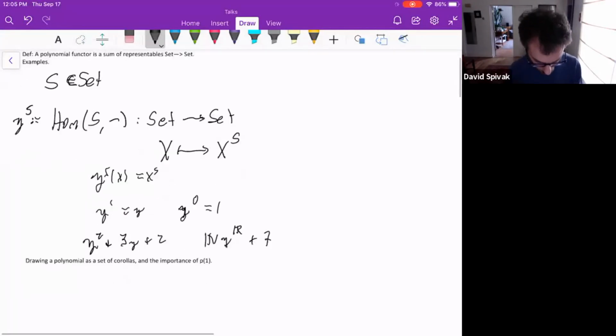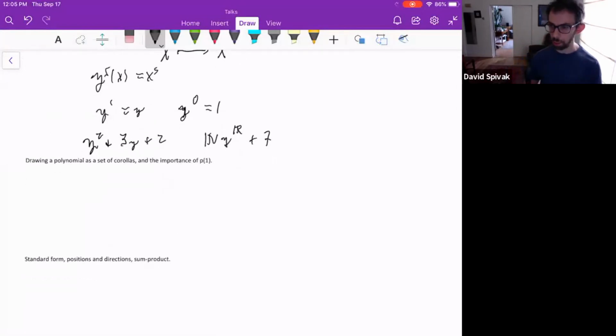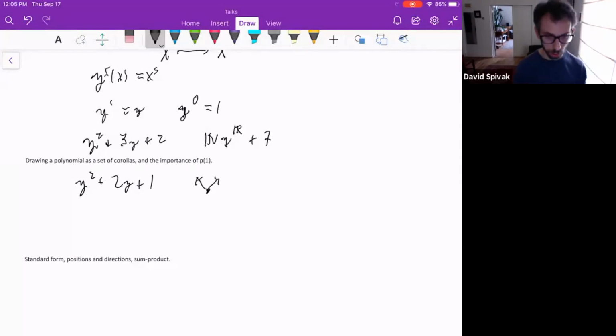Okay, so as Paolo said, feel free to ask questions in the chat and he'll ask me. So if I want to draw a polynomial functor like y squared plus 2y plus 1, I can draw it in terms of what are called corollas. So these are like a dot with some arrows coming out of it, or that's how I'm going to draw it. So there's y squared, there's y, and there's 1.